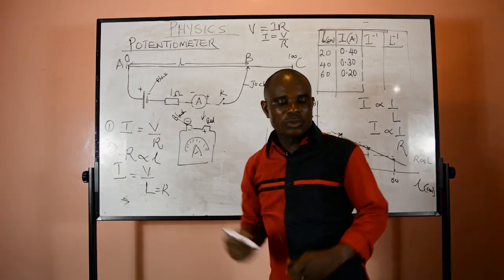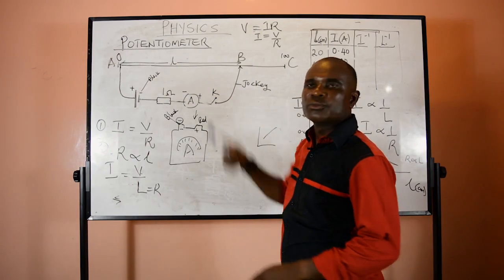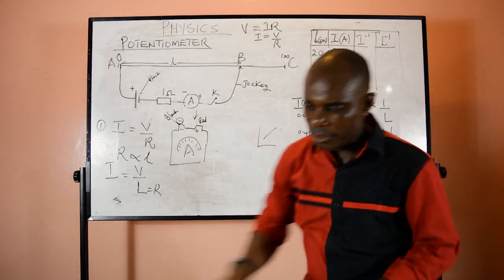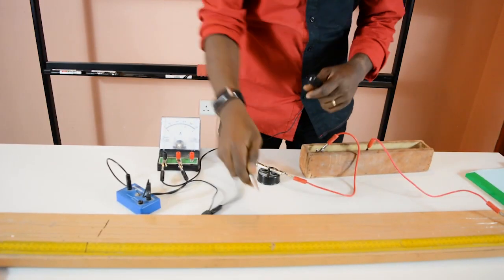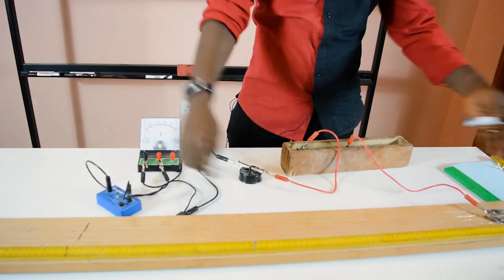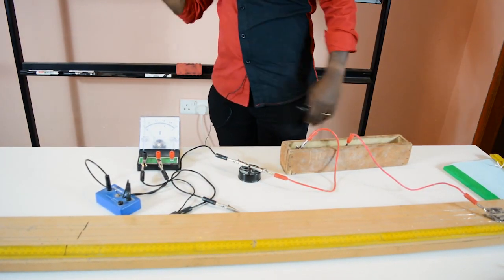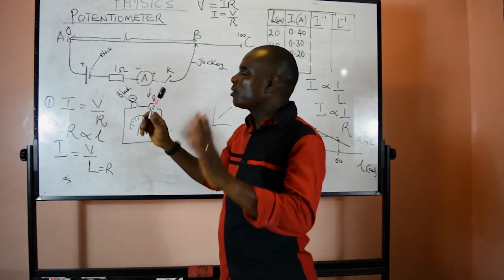And you don't scrape the constantan wire with the crocodile clip or the jockey. You cannot scrape it. You just tap it, because if you scrape, you are going to increase the resistance of the wire and the experiment will have a fault. So that is why you ensure this. So watch out for the basic connections.